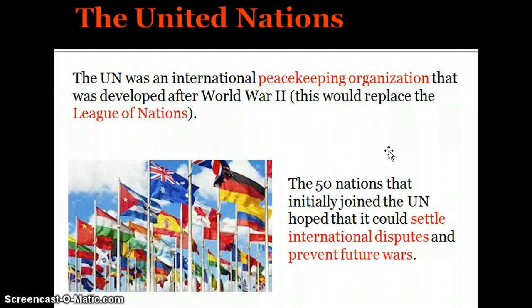Also following World War II, the United Nations was developed. It's an international peacekeeping organization that was to replace the League of Nations that had been developed after World War I. The Allied powers hoped that the UN would be more powerful and more successful than the League of Nations had previously been. The 50 nations that initially joined hoped that it would settle international disputes and prevent any future wars.